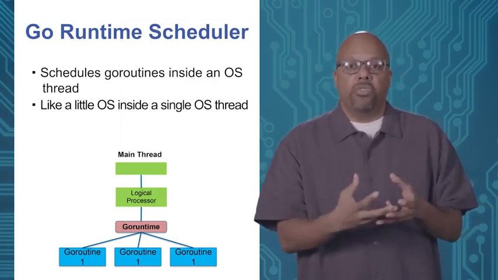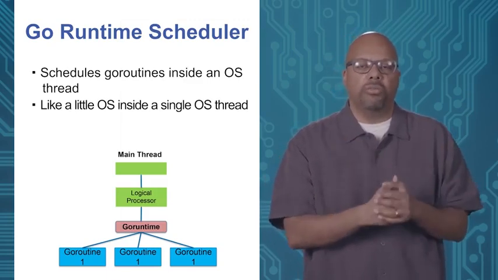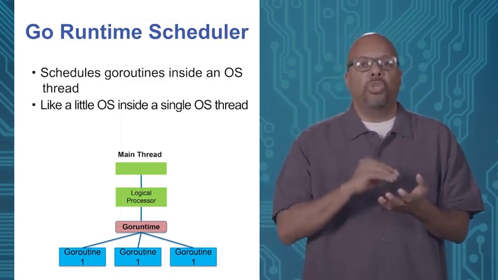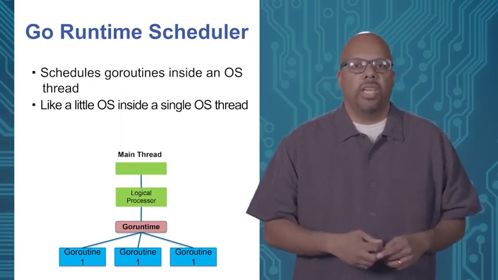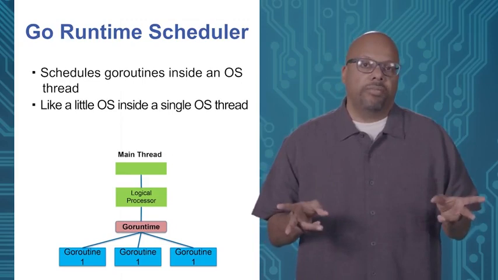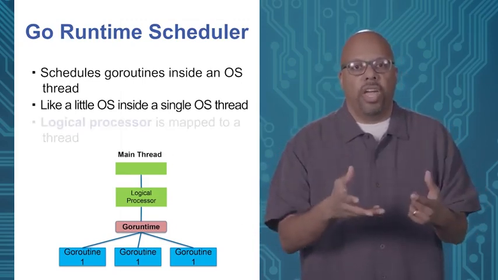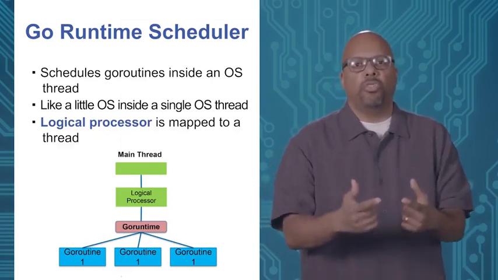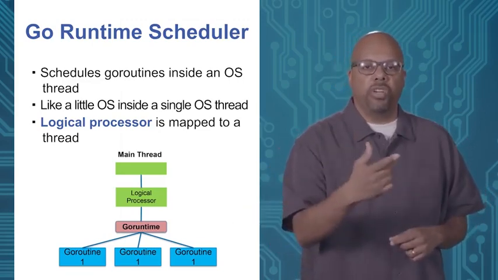And then once the main thread is running, your Go program is running within a main thread, an operating system thread. Once that's running, the runtime scheduler can choose different Go routines to execute at different times underneath that main thread. Now, the Go runtime scheduler uses a logical processor. This logical processor is mapped to a thread. Typically, by default, you're going to have one logical processor mapped to a main thread. And then the Go routine is going to run on that logical processor, which means it's running in that main thread.